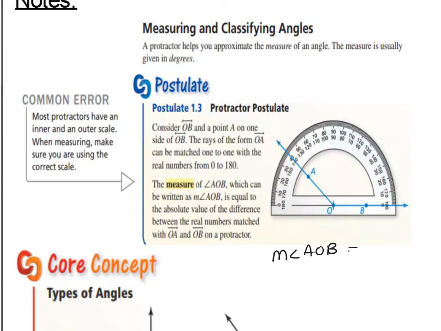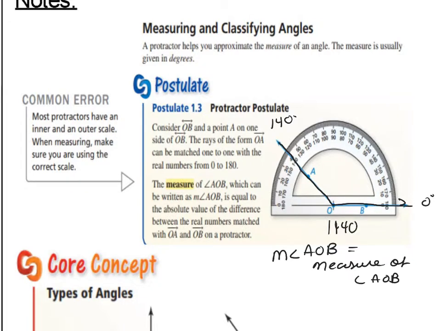That means measure of angle AOB. The measure of angle AOB is equal to the absolute value of the difference between the real numbers matched with OA and OB on a protractor. So all that means is here and here, you look at those numbers. This is 140, this is 0 degrees, so you subtract them.